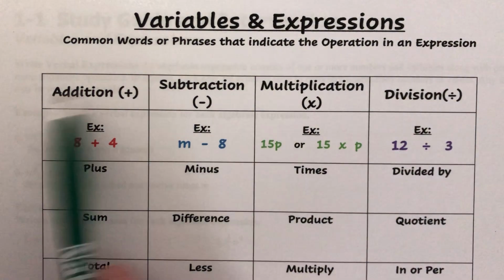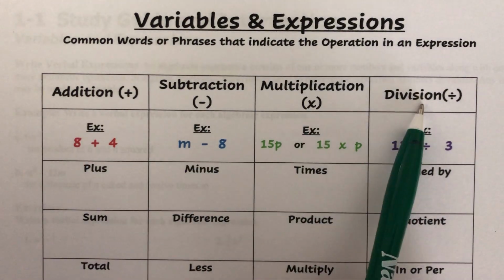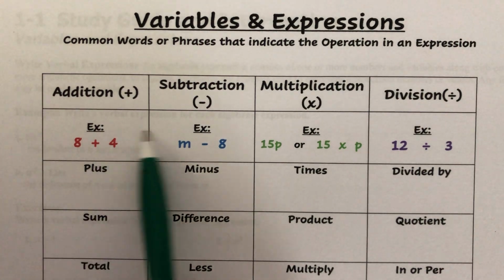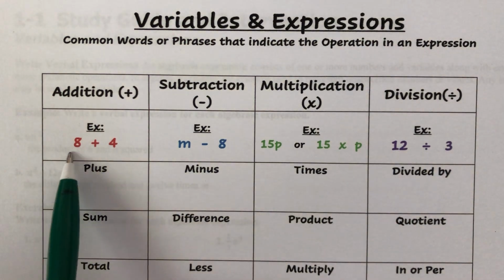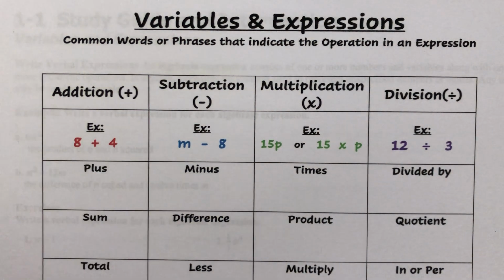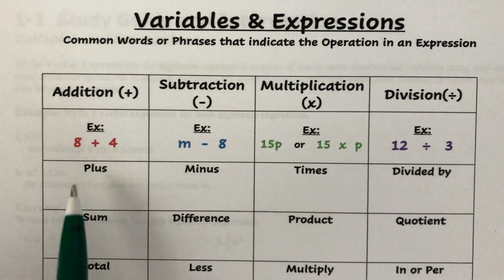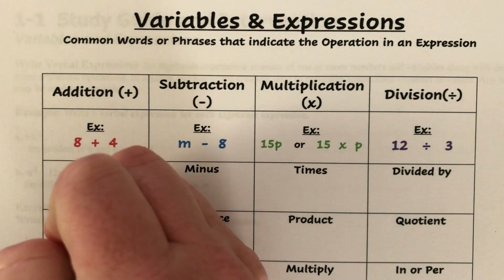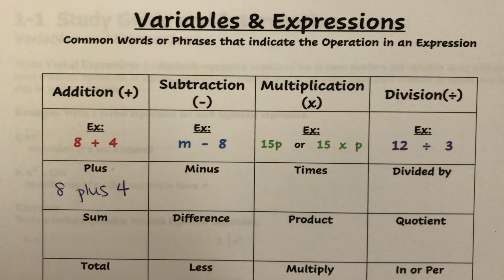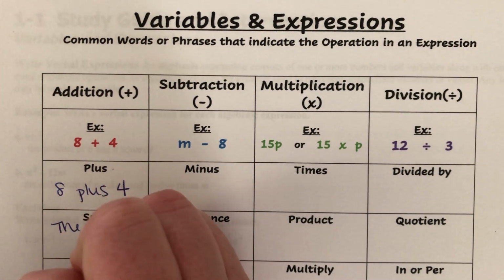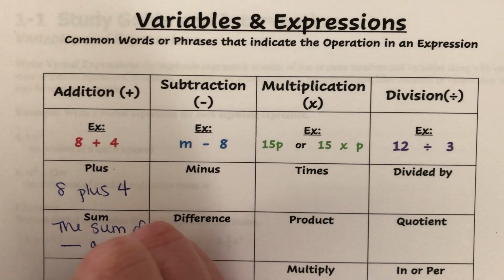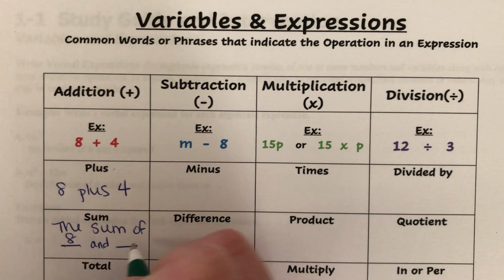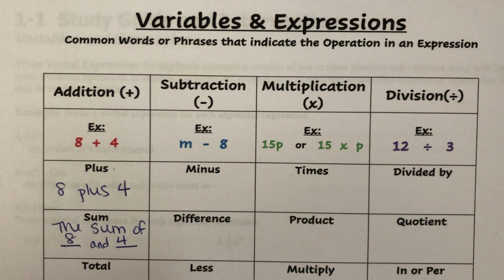All right, so here's this little chart for addition, subtraction, multiplication, and division. Here are some words that we use, and here's an example at the top of each, so I'll use the words to describe it. Whenever I have 8 plus 4, when I read it in my head, that's how I read it, 8 plus 4. So I could use the word plus, and again, I would say 8 plus 4. I could also use the word sum, and I would say the sum of, and I would list the two things that I'm adding. In this case, it's 8 and 4, the sum of 8 and 4.